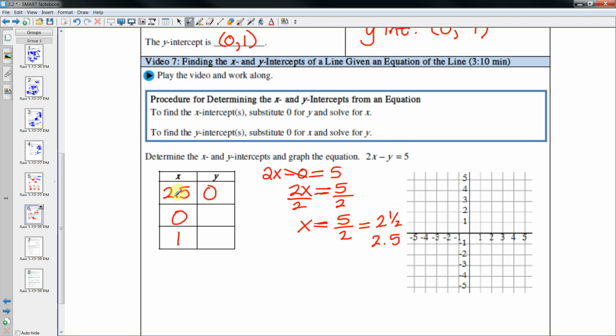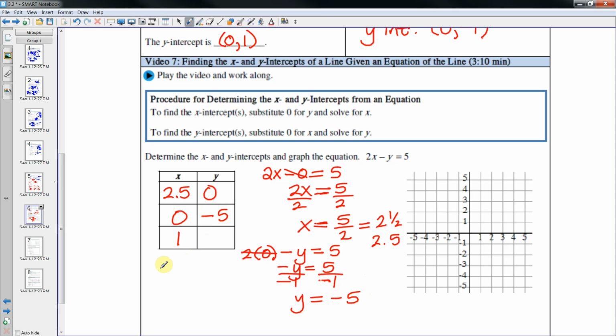Okay. If I put in 0 for x, I'm going to get my y-intercept, so 2 times 0 minus y equals 5. Now, the 2 times 0 goes away. Don't forget to bring down that minus sign with your y, because it's still with it, so I need to divide both sides by -1. So that's going to give me y equals -5. So -5 goes with my 0, so that would be my y-intercept.